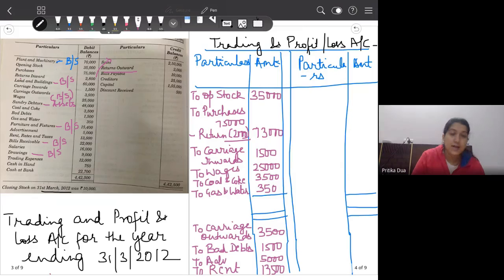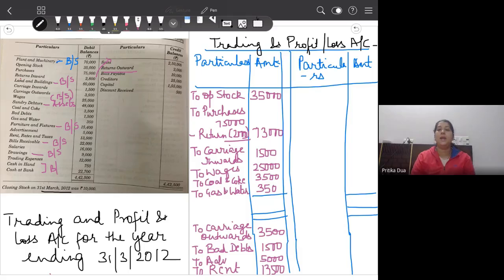After that, cash in hand, cash at bank. Both are assets for the business. They can be used for production purposes. So this will come in the balance sheet. Okay. So we have completed the debit side. We have put in the entries in trading and P&L, and we know which entries will come in the balance sheet. We move to the credit side.